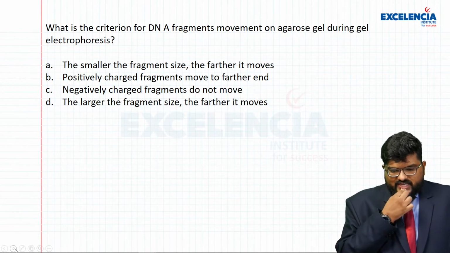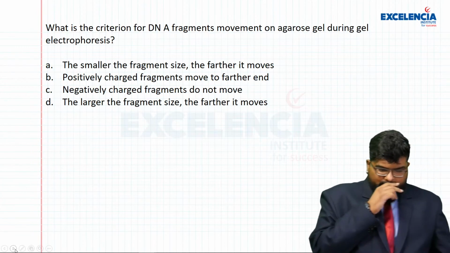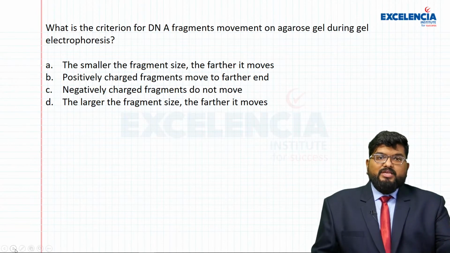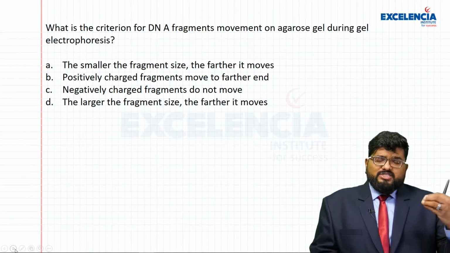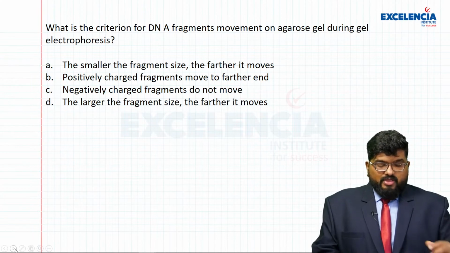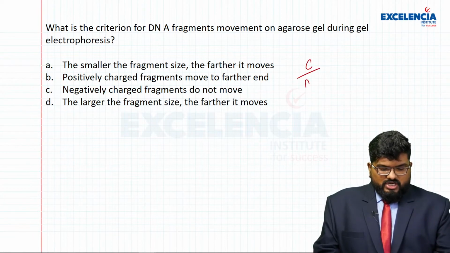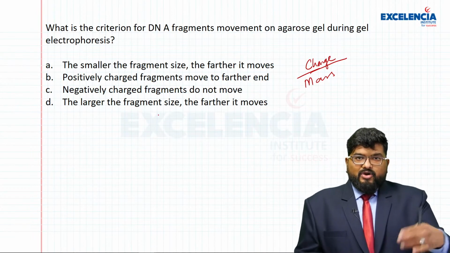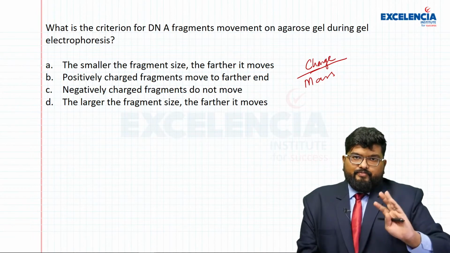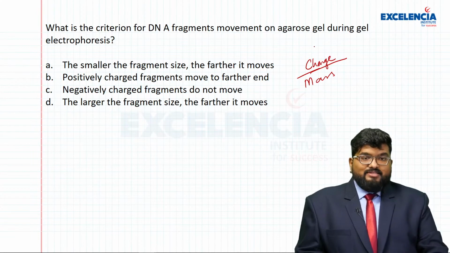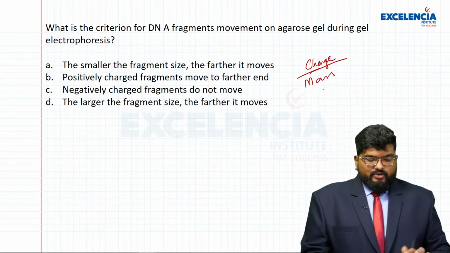What is the criterion for DNA fragments to move on agarose gel during electrophoresis? Electrophoresis is the process which results in the separation of charged components under the supply of voltage. The movement is based on charge to mass ratio. Electro is electricity, phoresis means being carried. So something is carrying these molecules away, and that's the charge to mass ratio.